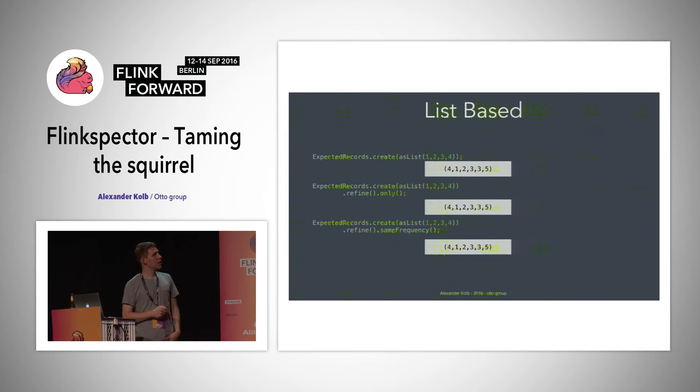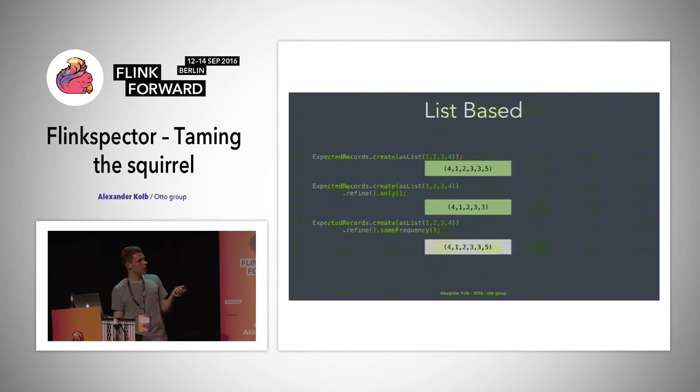For these list-based expectations, you have this create, where you can add a list. We want to see 1, 2, 3, 4, and if you do this and apply this to this output, it will succeed. If you add the only modifier, it will fail because there's a 5 in the output. If you remove that 5, this is valid.